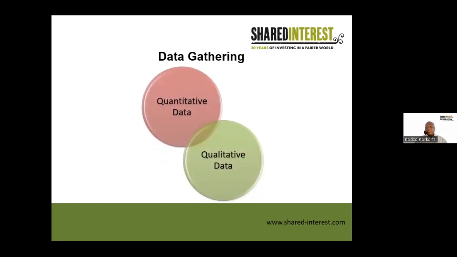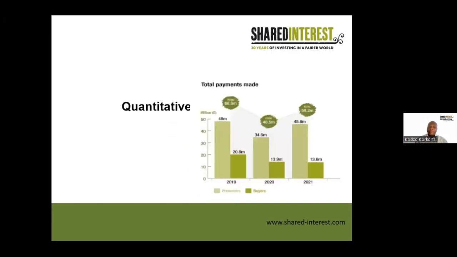So there are two types of data that you will see in our social accounts. We have the quantitative data, which is the hard data, and then we have the qualitative one, which is the soft data. So we'll quickly go through each set of data and how we are able to get this data to build our social accounts.